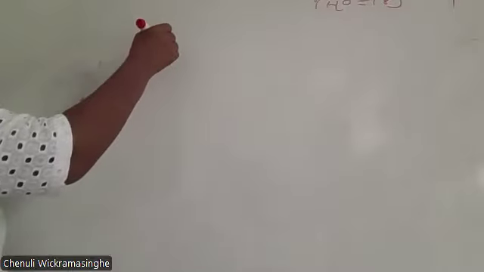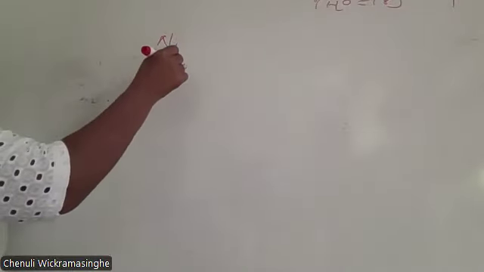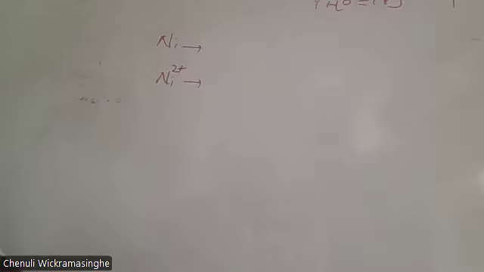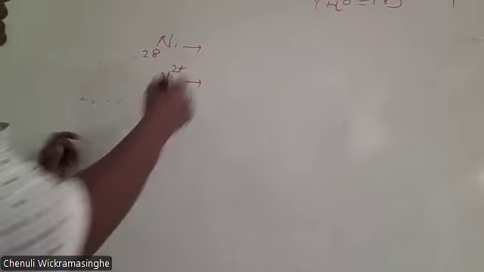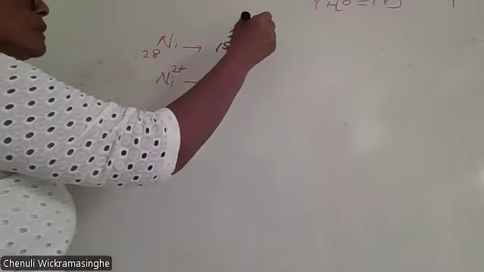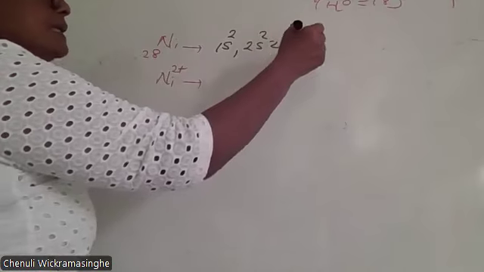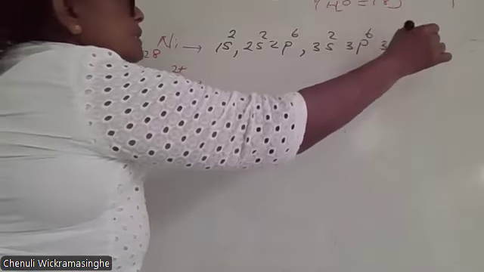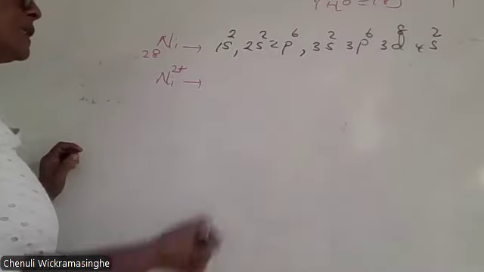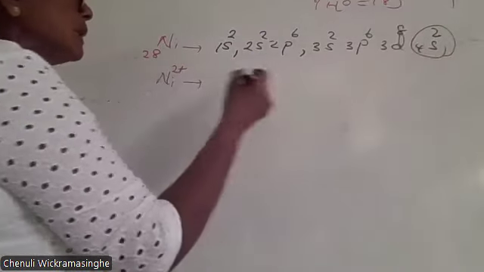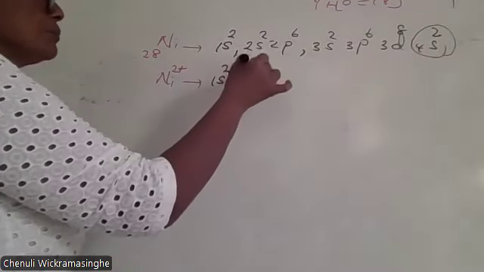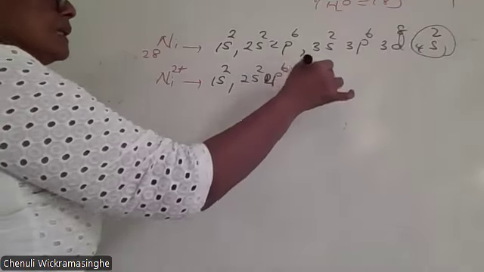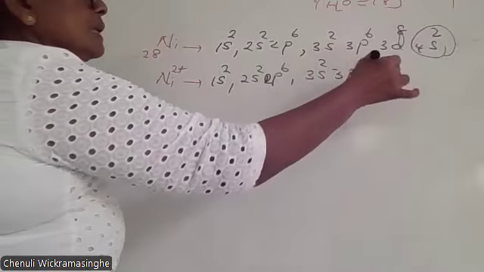You're asking for nickel 2 plus. Before writing nickel 2 plus, it's advisable to write down nickel. Nickel is 28 in the periodic table, the atomic number. So you can begin with 1s2, 2s2, 2p6, 3s2, 3p6, 3d vacant, 4s2 filled, and then 3d8. For nickel 2 plus, the 4s electrons are lost. Therefore, 1s2, 2s2, 2p6, 3s2, 3p6, and 3d8.